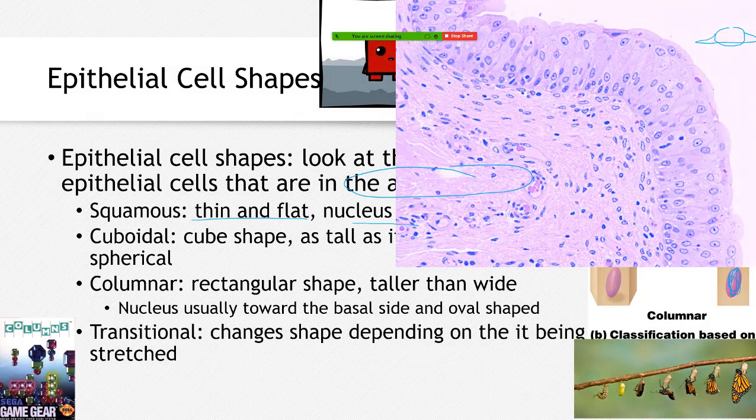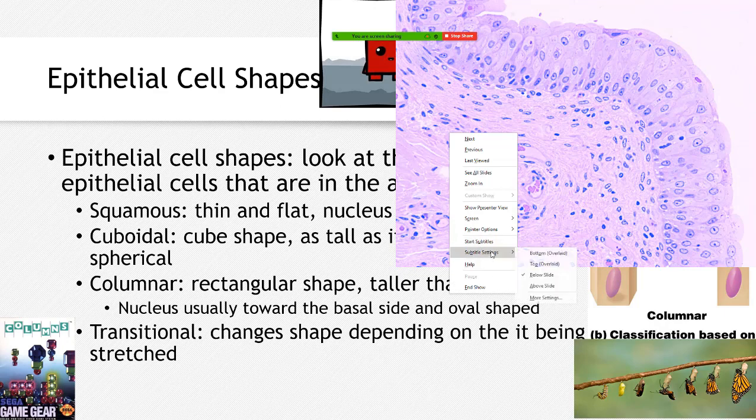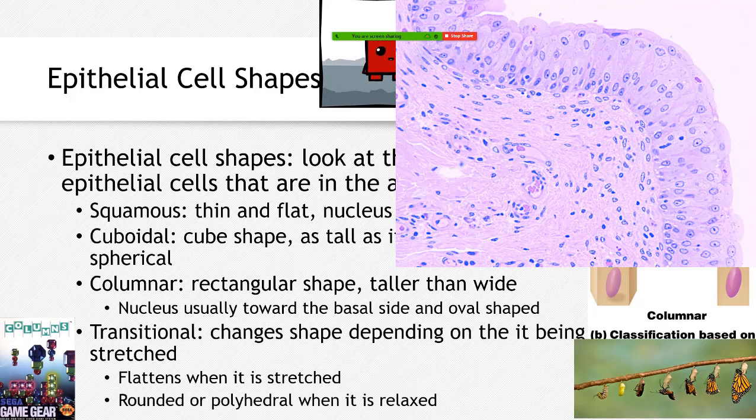The special case of epithelial tissue when we talk about shape is this transitional. The reason why this is special is because transitional, it is going to be changing its shape. It transitions from one shape to another, and it depends on whether it's stretched or relaxed. When it's stretched out, it flattens up. When it flattens up, it's going to look similar to the squamous epithelium. Okay? But when it's relaxed, it'll have this rounder type of shape.